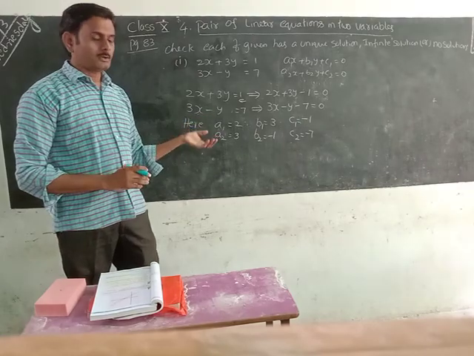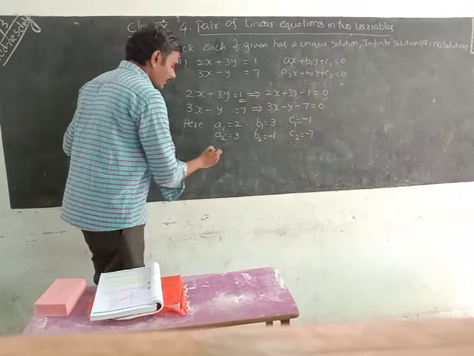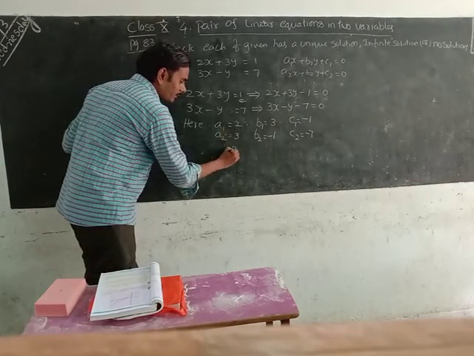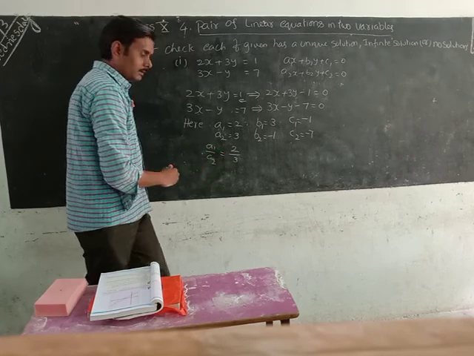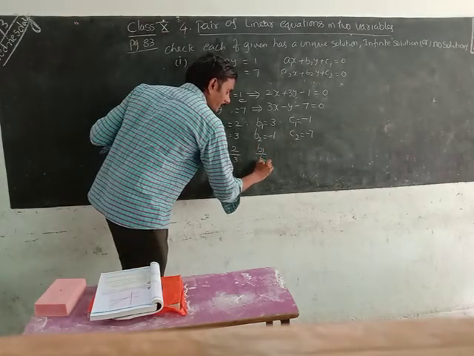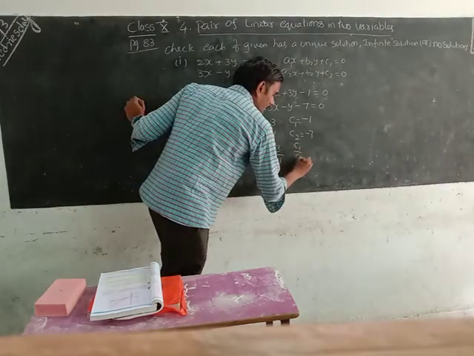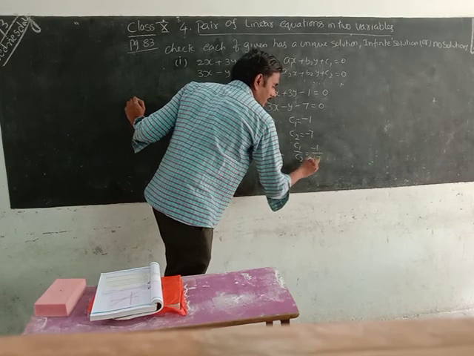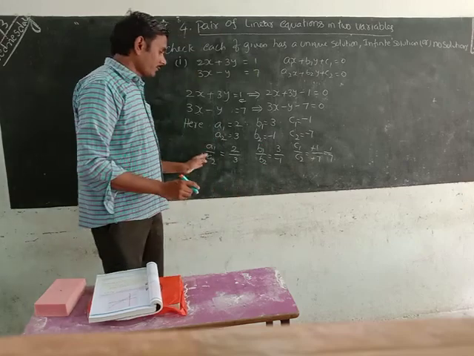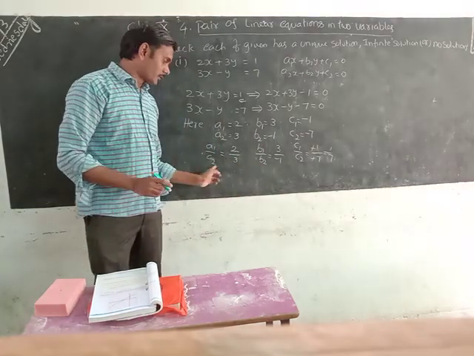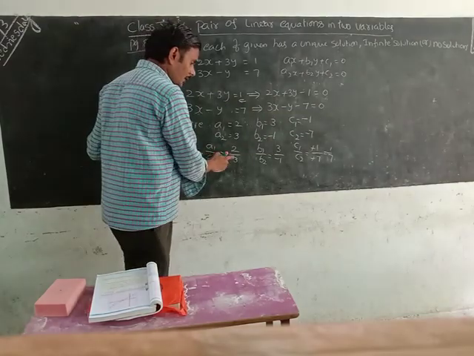Now we have to compare the ratios a1 by a2, b1 by b2. a1 by a2 equal to 2 by 3. b1 by b2 equal to 3 by minus 1. c1 by c2 equal to minus 1 by minus 7, the minus will cancel, so 1 by 7. Now we compare the first two ratios. If the first two ratios are equal, go for the third ratio.